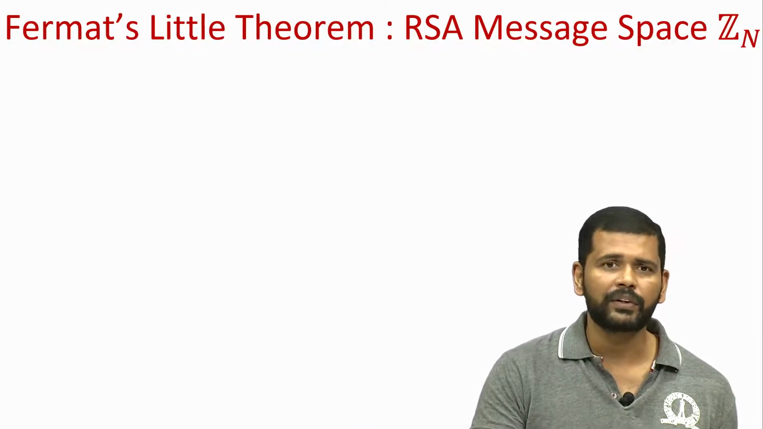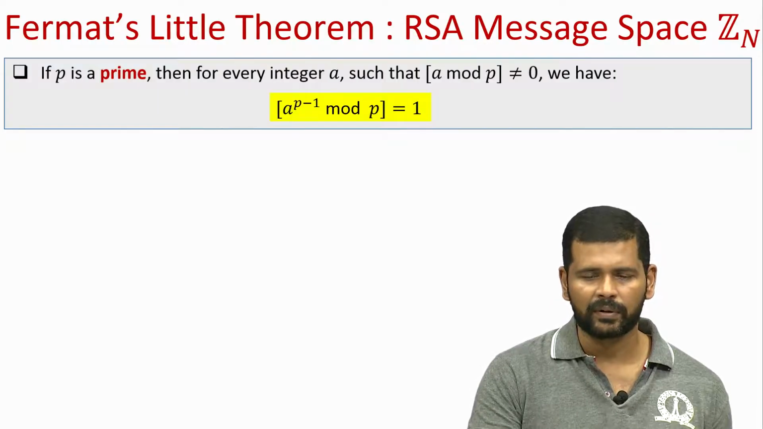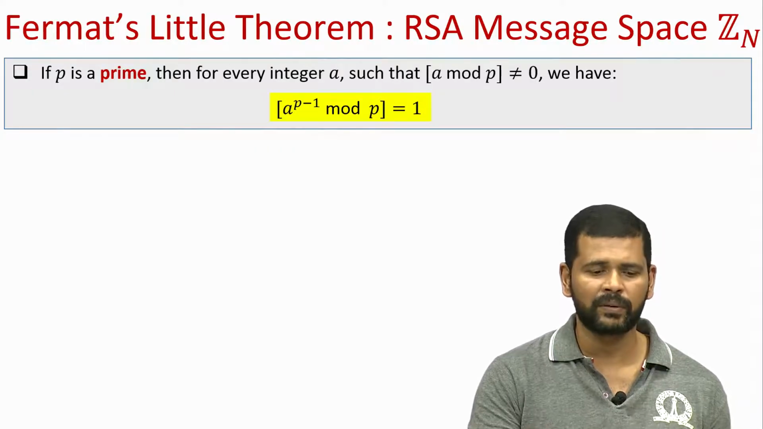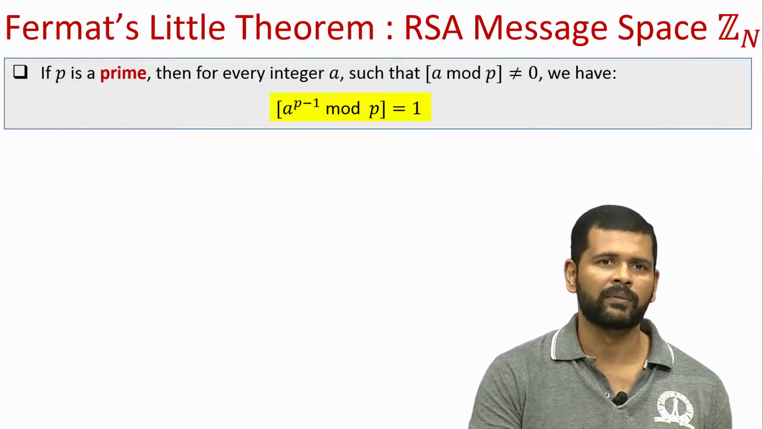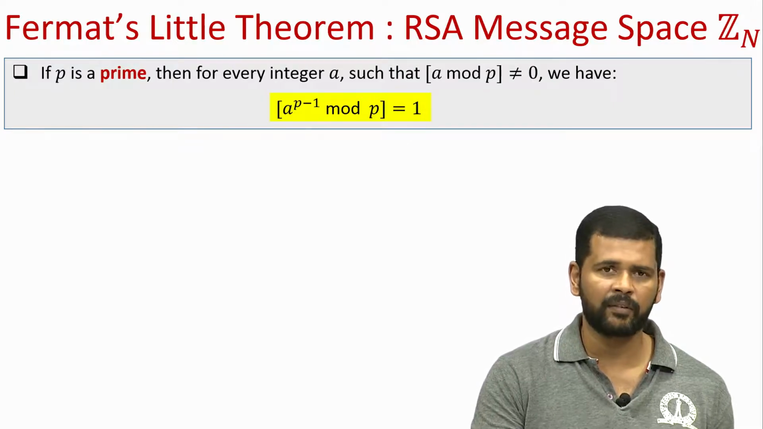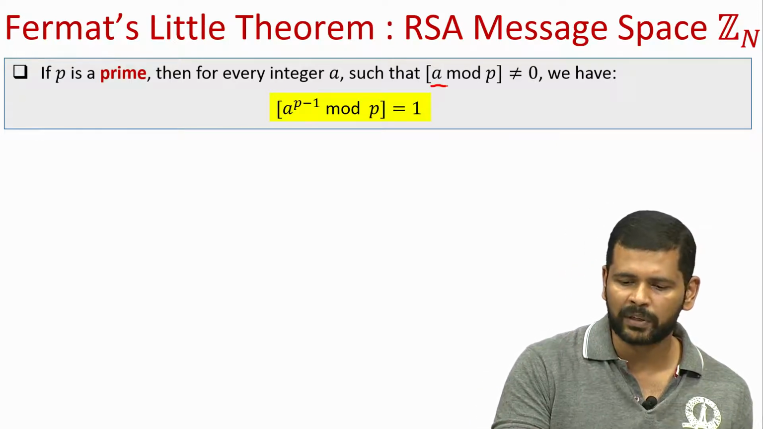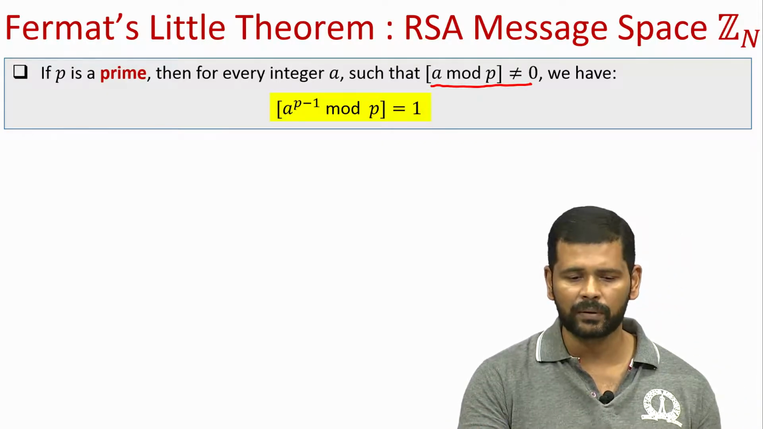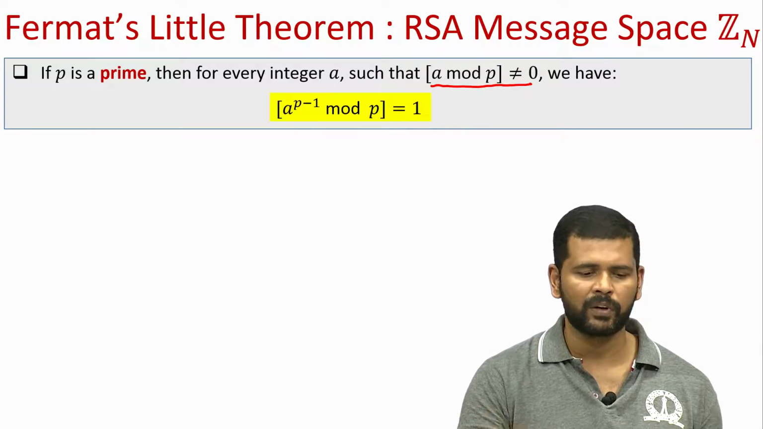Finally, let me end this lecture with something related to the message space of Zn, and for that let me first state a property from a well known theorem from number theory, which I will not prove, which we also call Fermat's little theorem. What Fermat's little theorem basically says is that if p is a prime, then for every integer a which is not divisible by p, namely for every integer a such that a modulo p is not 0, then a to the power p minus 1 modulo p is 1. This holds for every integer a which is not divisible by the prime p.